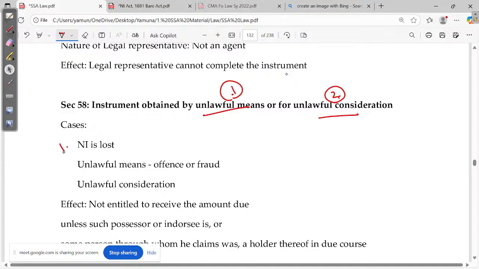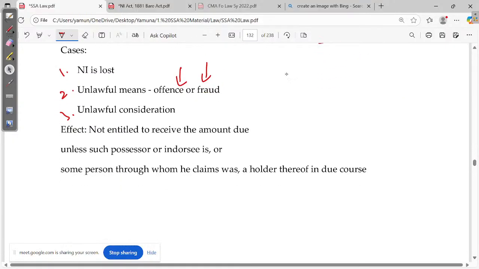One is it is lost, also is considered. So one is lost, second is because of unlawful means, maybe because of some offense or fraud, and third by unlawful consideration. And you're not entitled to receive the amount due because it is not becoming valid. NI is also not becoming valid unless such possessor or endorsee is some person where he tries to claim and he becomes a holder in due course. இப்பதான் burden of proving வரும்.